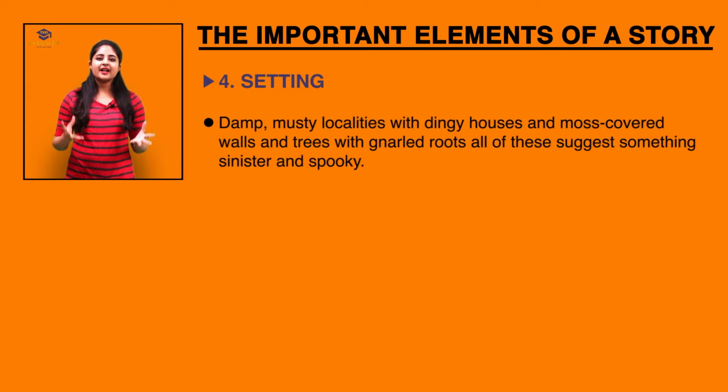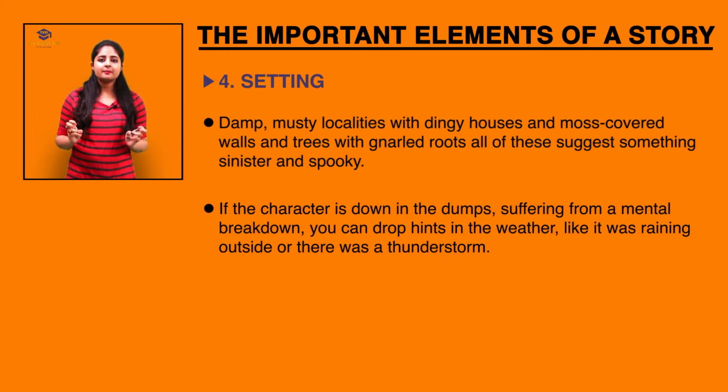So damp, musty localities with dingy houses and moss-covered walls and trees with gnarled roots, they are all suggestive of something sinister or spooky about to follow. If your character is down in the dumps, suffering from a mental breakdown, you can just drop a few hints in the weather. Suppose it was raining outside, there was a thunderstorm. So the emotions that are ravaging inside your character's mind, they are getting a portrayal through the weather.